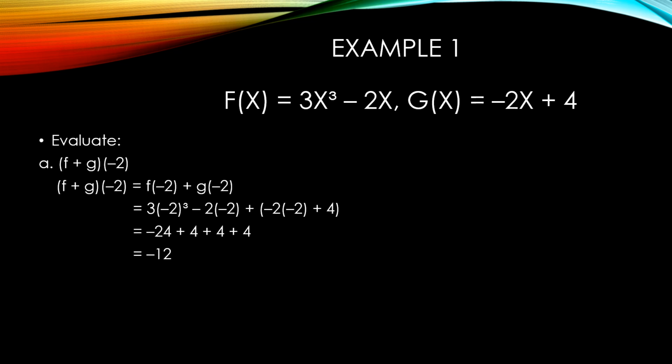Because minus 24 plus 4 plus 4 plus 4, when you combine the results, 16 from minus 24, the answer will give us minus 12. Which means that minus 12 represents the image of the object minus 2 for the function f plus g.